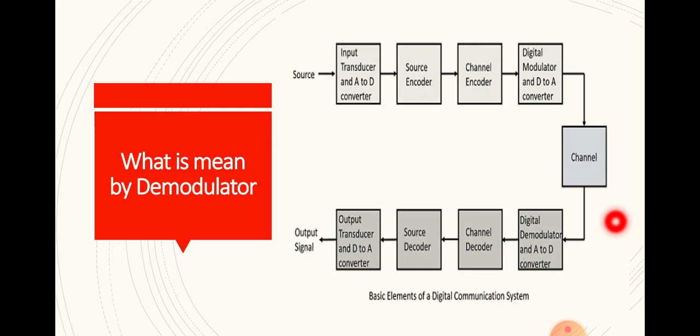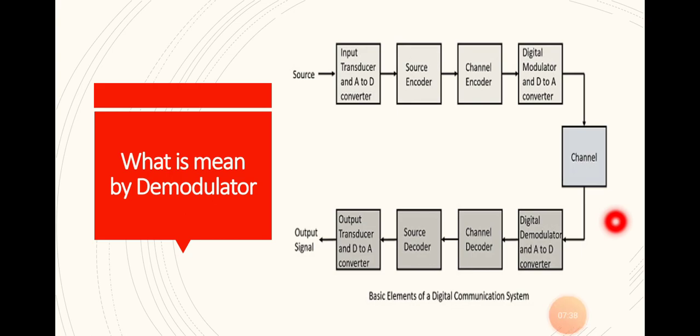Suppose in the case of mobile communication, our voice at the transmitter is converted into electrical form, and after modulation it is transmitted by the transmitter. At the receiver, our voice in electrical form is received and the carrier is removed, and at the output we get the sound signal as it is. So that is what a demodulator does.